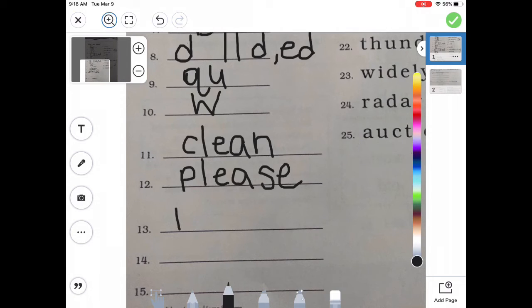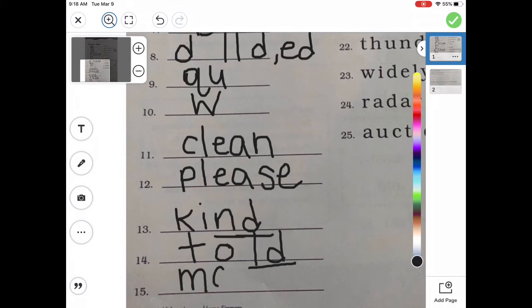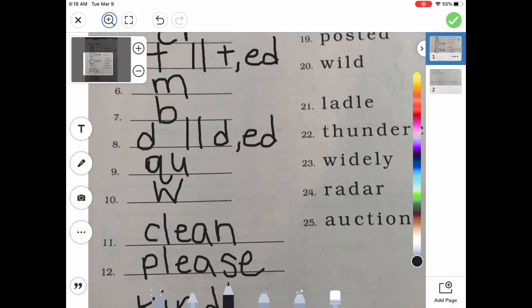All right, what about the word kind? I hear K, then I, N, and D. Now, I know it doesn't need a stinky E. I'm going to show you why. Because look, it's got two consonants behind there. So we're not going to add a stinky E afterwards for kind. It's one of those wild cult words. How about told? I have T, long O, and then L, D. So again, we don't add an E because it's got two consonants behind it. How about most? M, long O, and then S-T. So we're not going to add that E because it's got two consonants behind it. Good job.